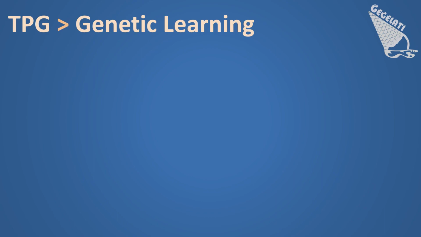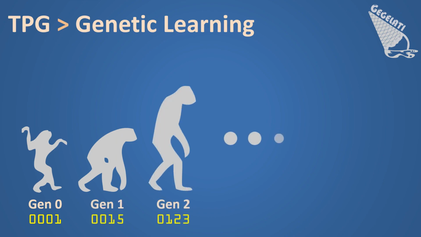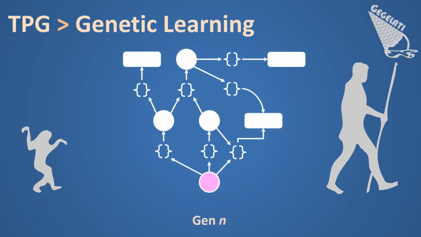The basic principle of genetic learning algorithms is to simulate an evolutionary process of an artificial intelligence over multiple generations. Generation after generation, the evolution process ensures that the AI improves its performance within a learning environment. Let's see how this evolutionary process applies to tangled program graphs.